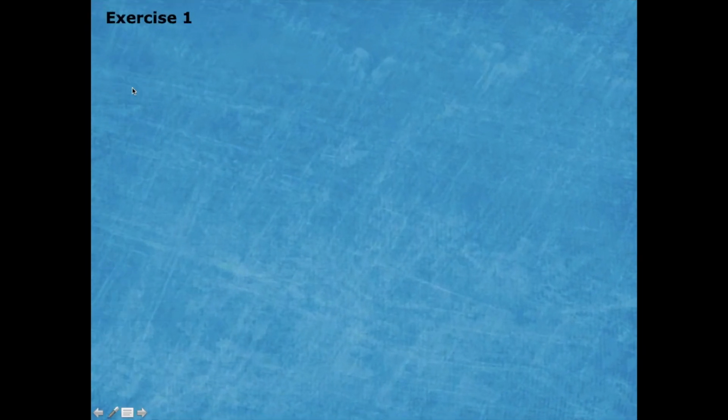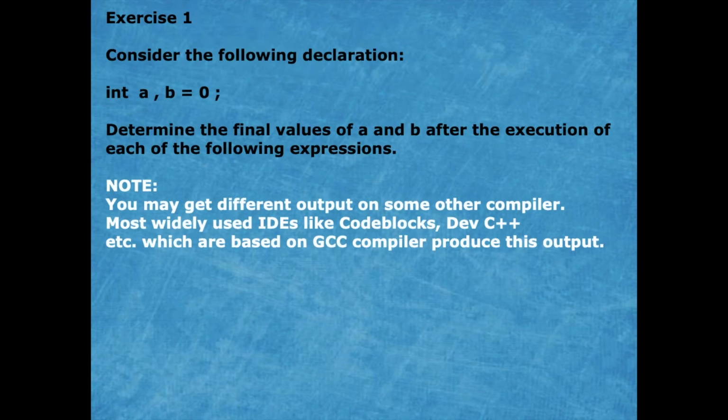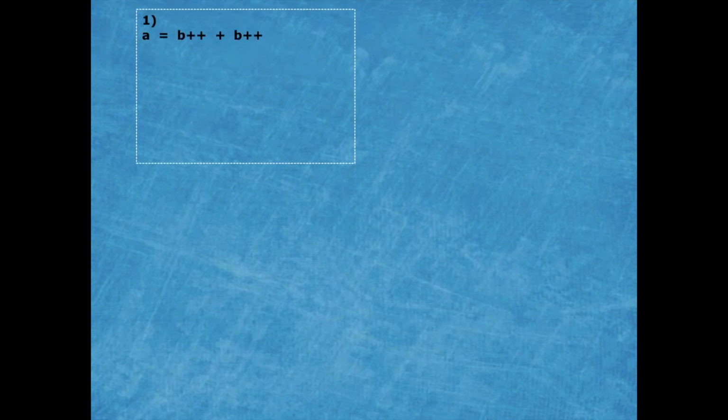Now let's start with exercise number 1. What I suggest is that you pause the video and read this question and also the note given over here. Okay, so you must have realized that you are given two integer variables a and b, where b is initialized to 0, and you will be given expressions like these. Now you are supposed to find out the final values of a and b after the execution of the expression.